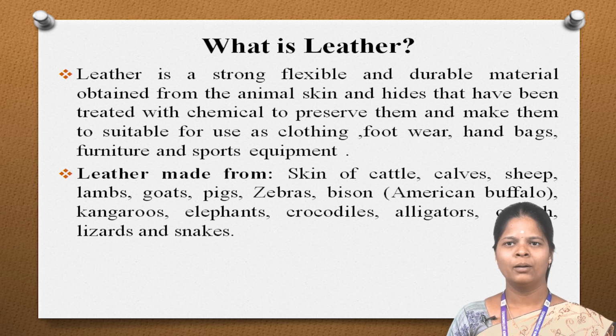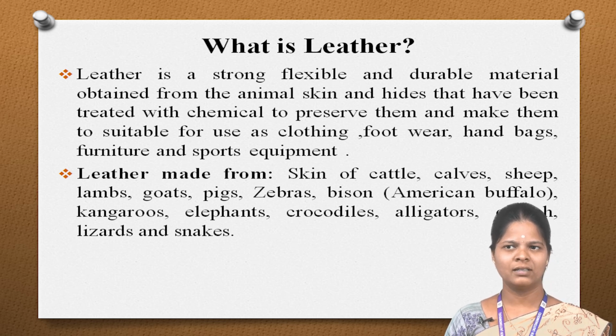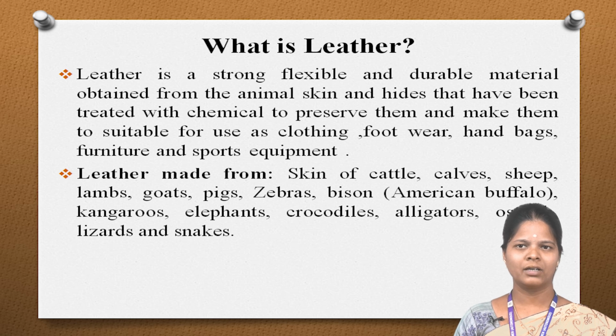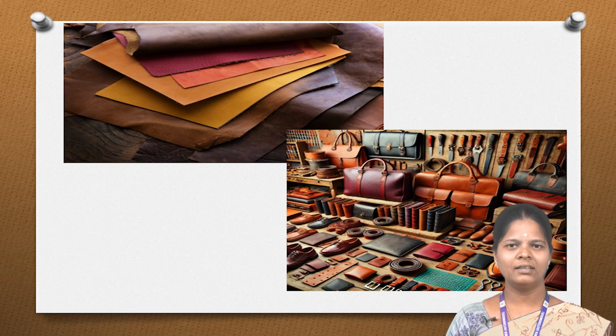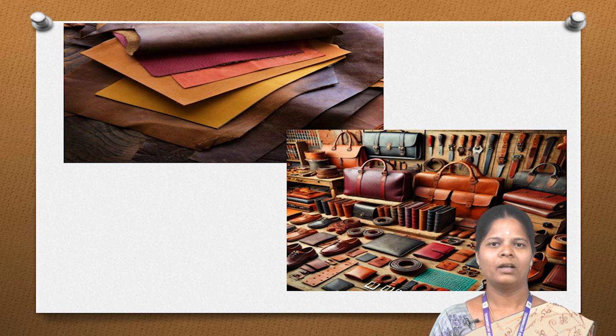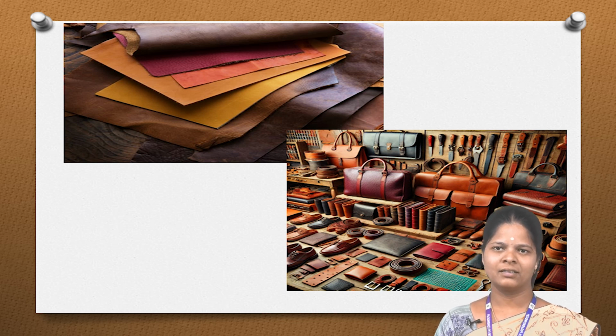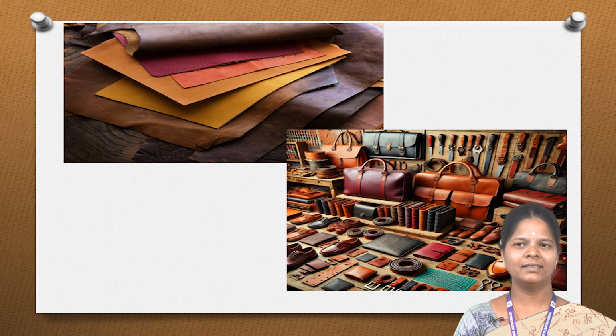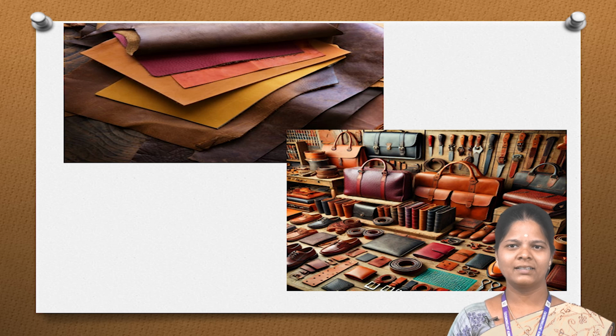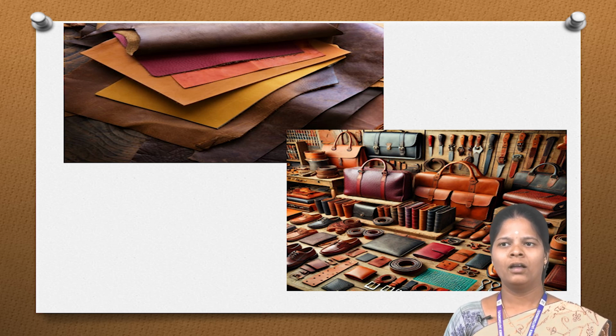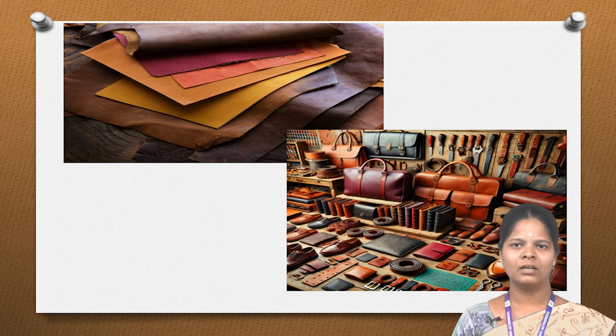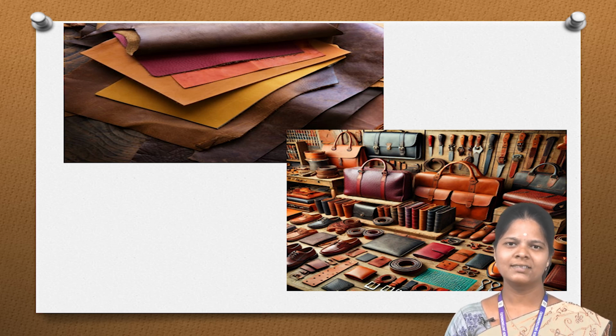Most of the leather produced and sold in the US is made from the skin of cattle and calves, but leather is also obtained from sheep, lamb, goat and pigs. Other species are hunted and killed specifically for their skins, including zebra, bison, which is the scientific name of the American buffalo, and other animals like kangaroos, elephants, crocodiles, alligators, ostrich, lizards and snakes.